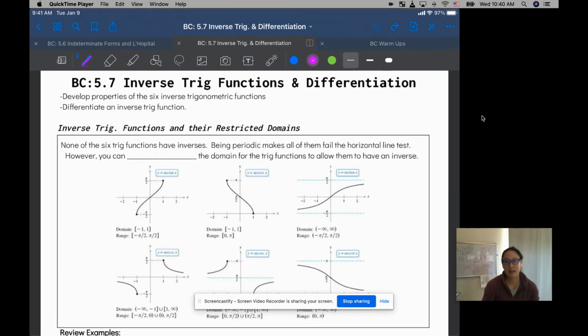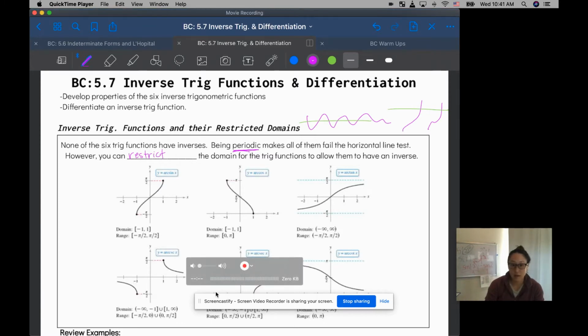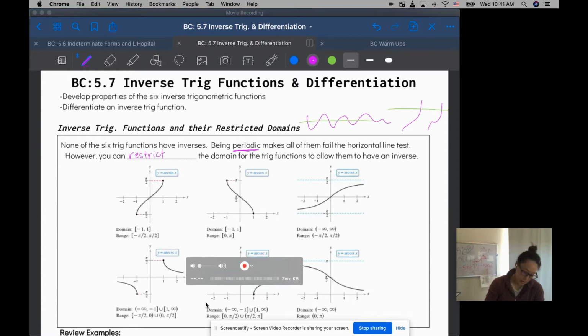Hi, today is inverse trig functions and differentiation. So remember inverse trig functions, we know that because the original trig functions are periodic, they look like they repeat themselves, or they look like snakes, okay? Then when we apply the horizontal line test, the function does not pass, so the inverse is not a function. So what we can do instead is restrict the domain, so that when we take the inverse, we will end up with a function. So we end up with functions like the ones listed here.